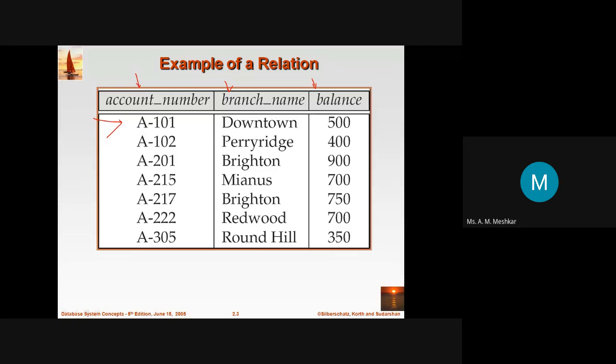Yes. Answer and speak up. Don't drop any messages. Yes, speak up. 3. How many? Yes, 3. Which are they? Account number, branch name, balance. Okay. How many records are present in this table, in this relation?